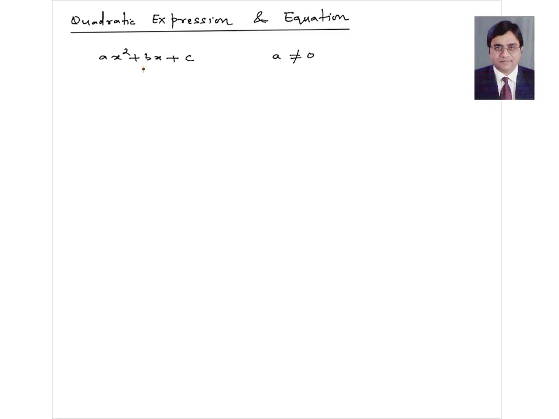You can call it quadratic expression, you can call it quadratic function, but don't call it quadratic equation. Equation means it must have two sides, left and the right sides. If we put equal to 0, then this is now equation. And this is a quadratic equation.